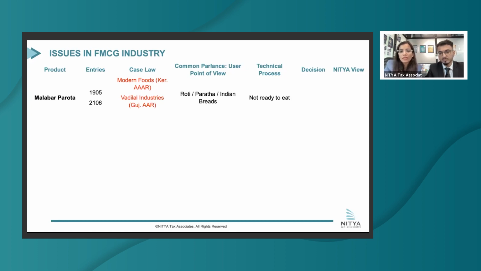So when these rulings have held that these are more of food preparations and not ready-to-eat items, in our view, it is incorrect. Since 1905 specifically covers breads, and in the common parlance test also, paratha is understood as Indian bread, like roti, chapati, etc., they should get covered under 1905 only, and not as residuary under 2106.